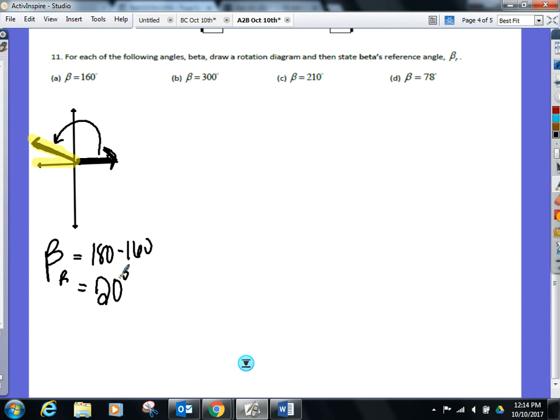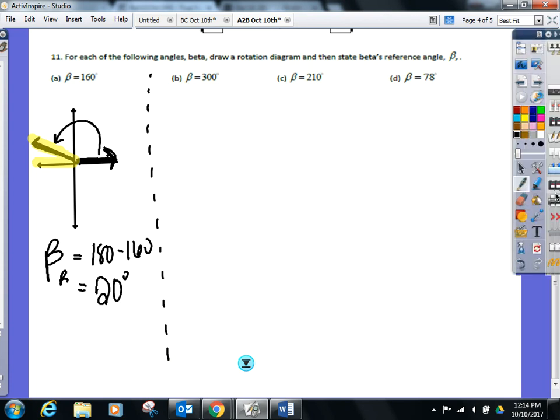Okay, go ahead. Graph 300 degrees now. Graph 300 now. See how we'll approach this one now it's in a different quadrant.